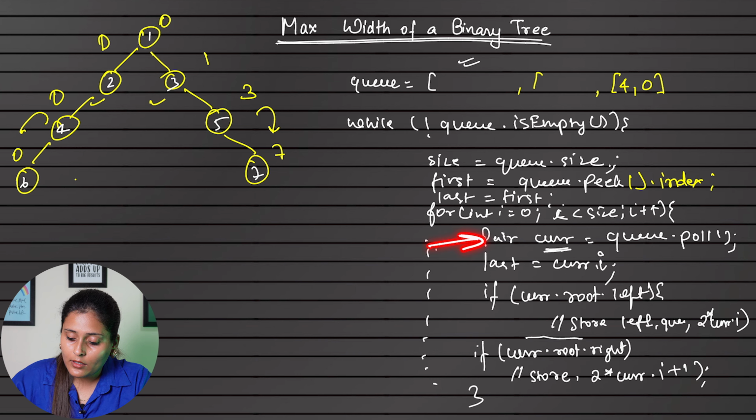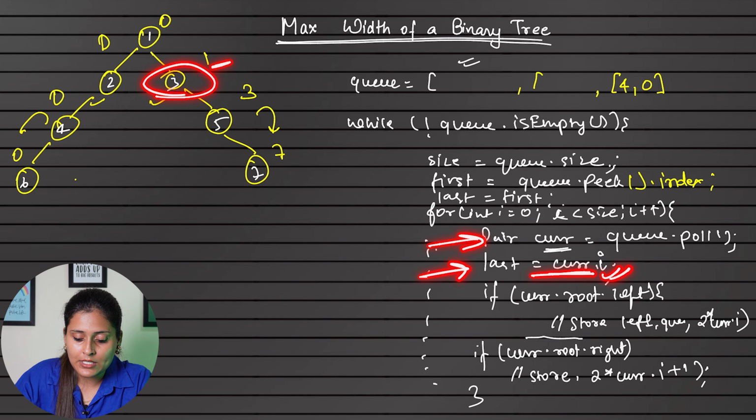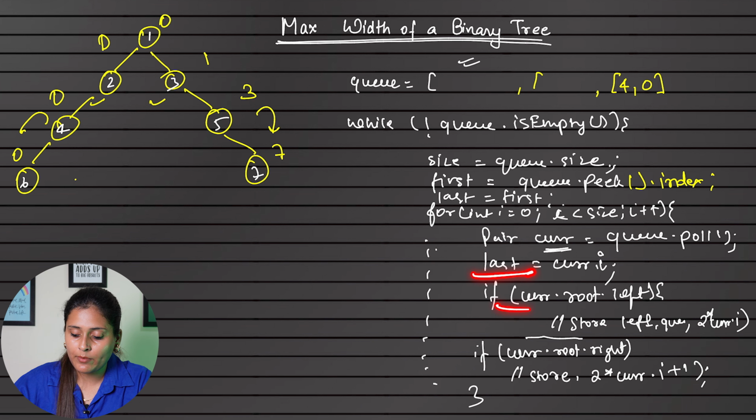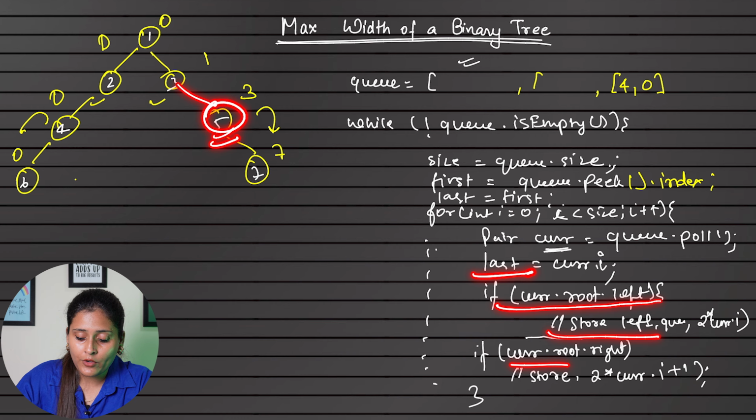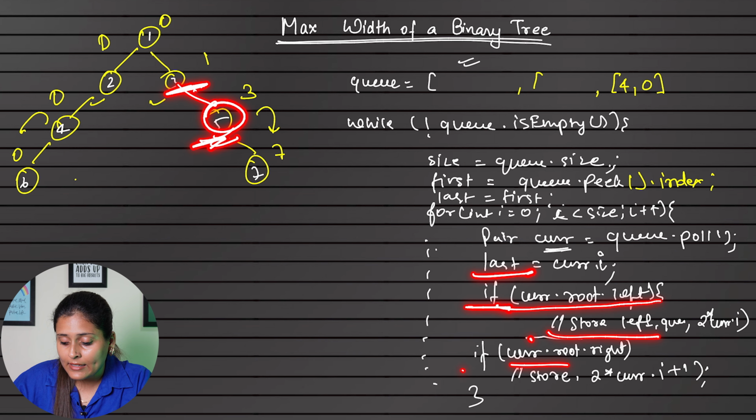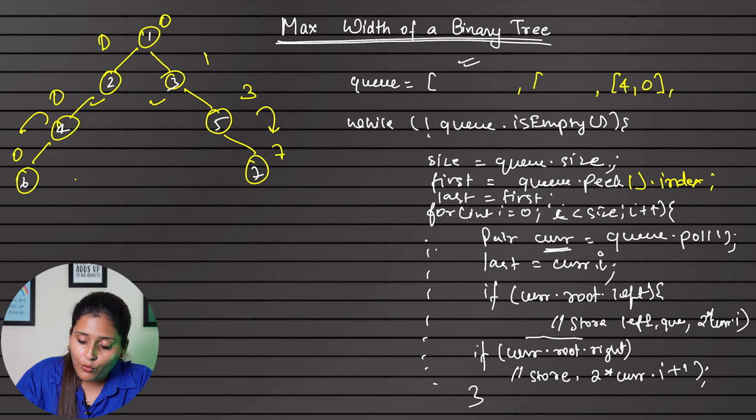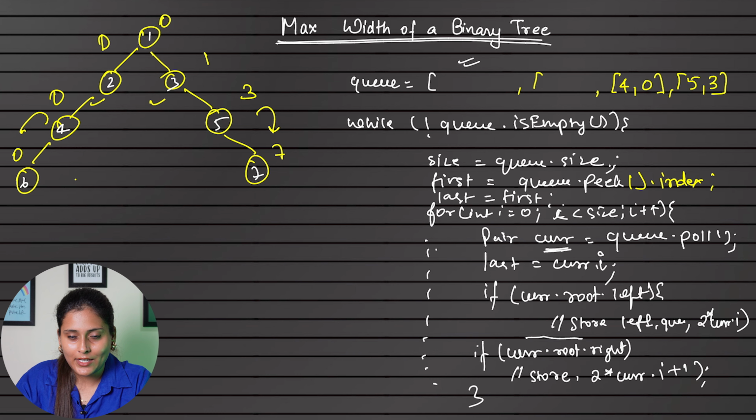Now next time we'll pop 3. Okay. Here it will pop. Last index will get updated with current.i, which is 1. So last will become 1. Now the left child and right child, whatever we have, we will store. What will be the index? What is the index of 3? 1. So 5 is the left child or right child? Right child. So again we'll come here, 2 into 1 plus 1, which is 3. So for the 5 child we will store index 3, correct?